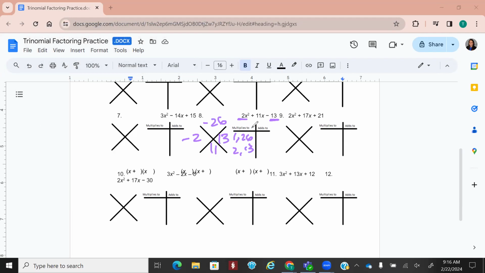All right, the next one, 2 times 21, that's 42. And then we can add together to get 17. So 1 times 21. Okay, 2 times 21. Sorry, got ahead of myself. 1 times 42, 2 times 21. What else are factors? 6 and 7. What else? 3 and 14. 3 and 14 add together to get me 17.